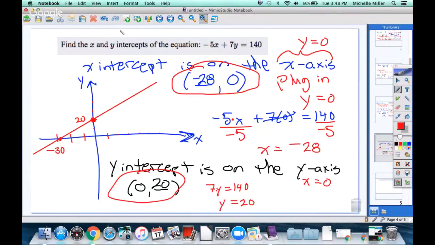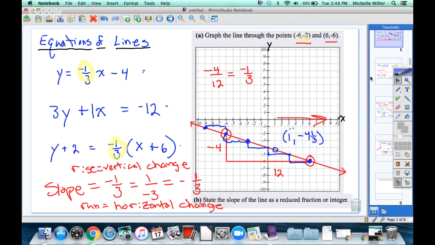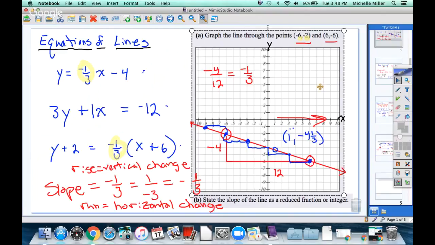Or the intercepts. Let's try another. Find the equation in terms of x of the line that goes through those points. Always a good idea to graph in a situation like this because that'll help you figure it out better. So although I wasn't asked to graph, I'm going to do it anyway. So I'm going to go steal a graph here.